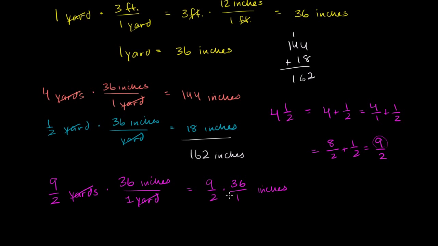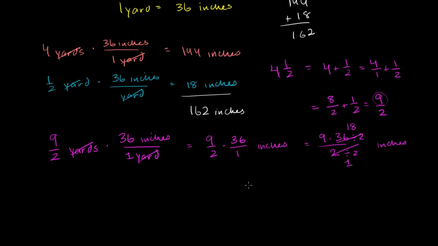And over here, there's several ways that we can simplify it. Probably the easiest way to simplify it is we can divide both our numerator and our denominator by 2. So let me write it this way. I don't want to skip steps. So we have 9 times 36 over 2 times 1, or over 2 inches. And we can divide the numerator and the denominator by 2 to simplify it. They're both divisible by 2. 36 divided by 2 is 18. 2 divided by 2 is 1. So we're really just left with 9 times 18 inches.